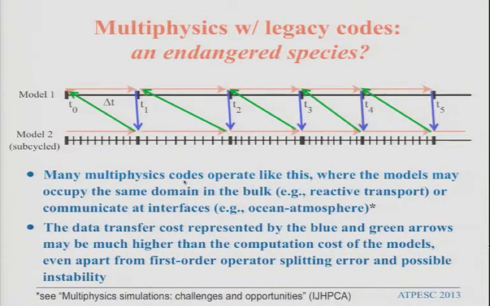So these green and these blue arrows, that's where the energy goes, right? You heard Peter Kogge talking about that. You can't have your 100 megawatt communication machine just to keep these little cheap orange arrows going. We'll have to have much better data locality than just gluing together the existing multiphysics codes.